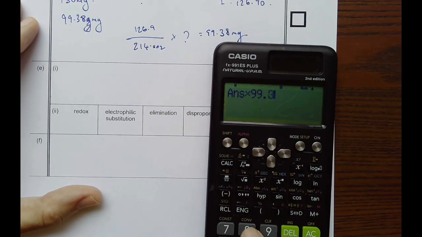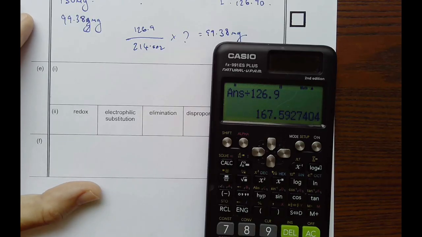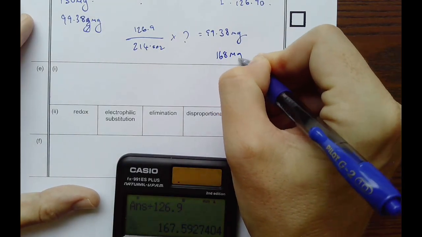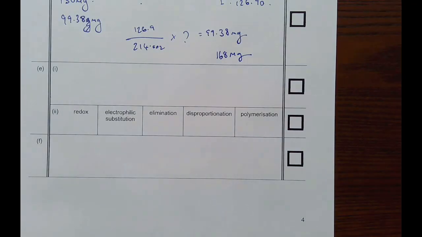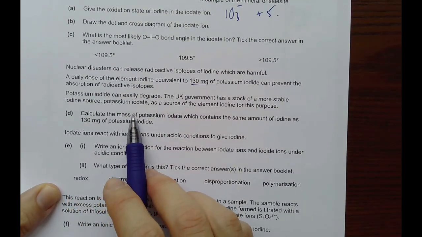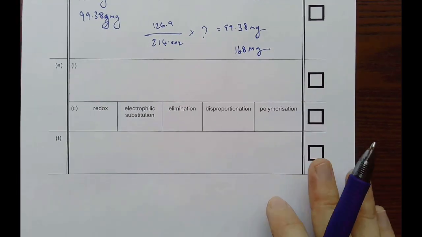Times 99.38 divided by 126.9 gives me 168. So I get 168 milligrams. So again, just double check I'm not required any specific unit, calculate the mass yet. So 168 milligrams should be fine there. Okay.